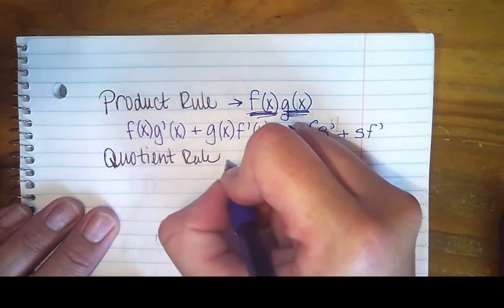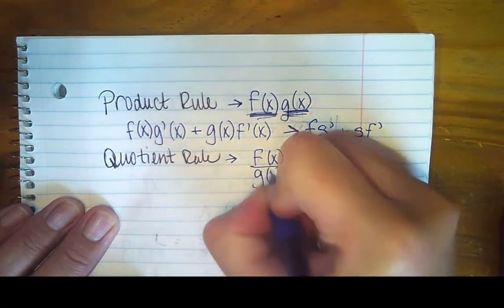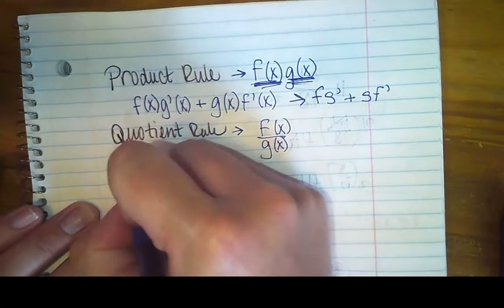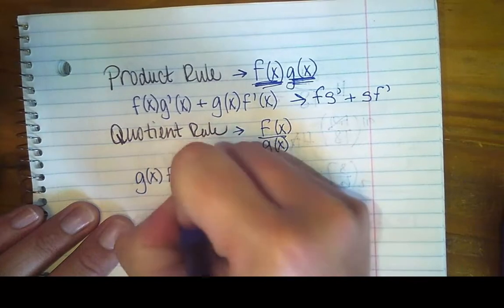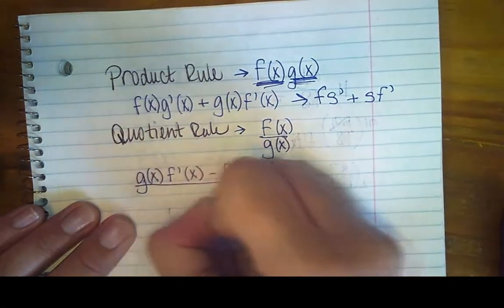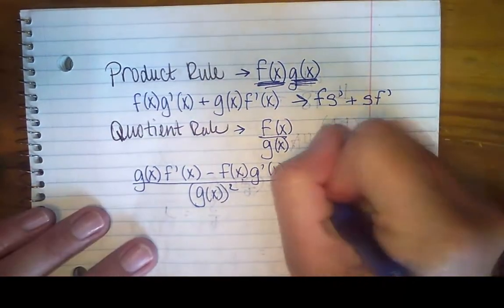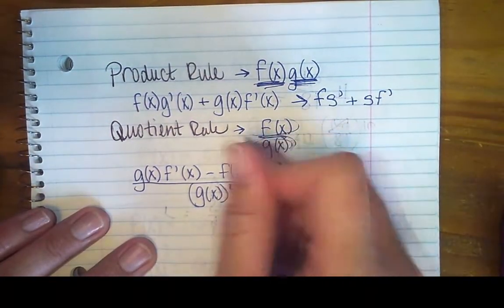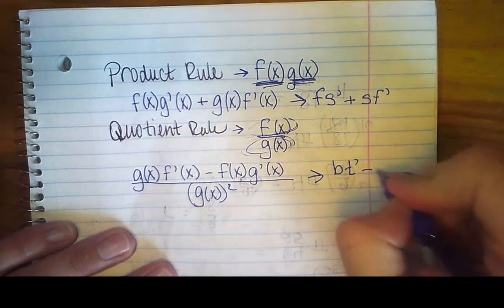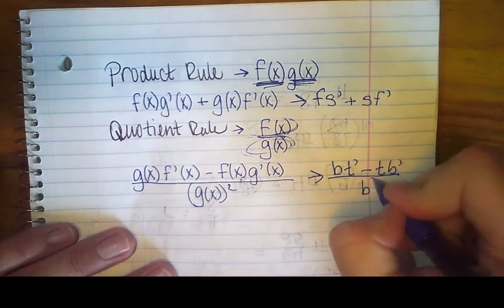Okay, quotient rule is going to be kind of scary too. So if I've got f of x over g of x, and I want to take its derivative, then what I'll do is I'll take the bottom times the derivative of the top minus the top times the derivative of the bottom all over the bottom squared. Okay, so I would rather say if this is the bottom and this is the top, then I've got the bottom times the derivative of the top minus the top times the derivative of the bottom all over the bottom squared.